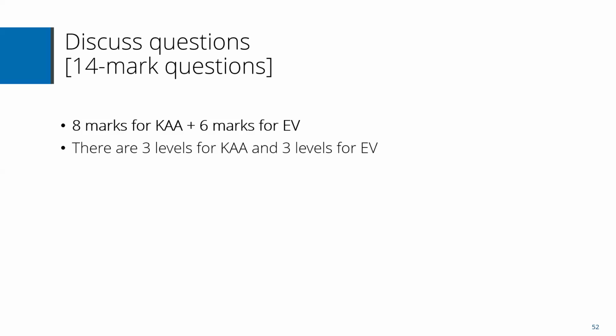There is always only one, and it will always have the same 2 level descriptor tables. The knowledge, application and analysis table will be out of 8 marks. The evaluation table will be out of 6 marks. The first table has 3 levels, and there are also 3 levels for evaluation.